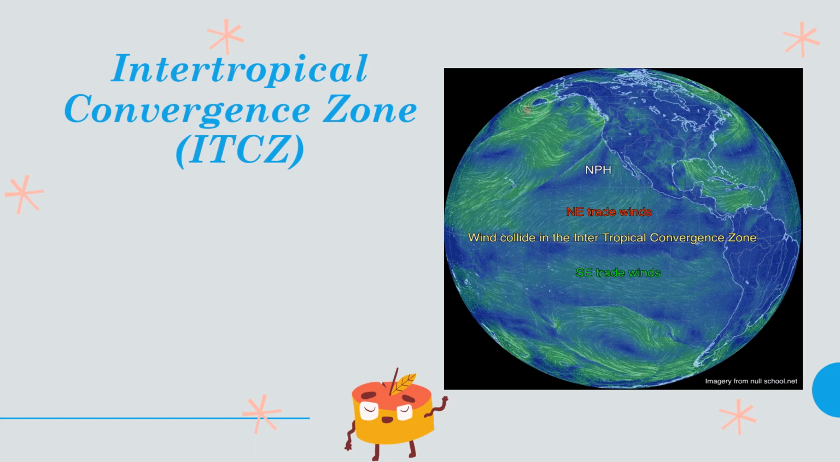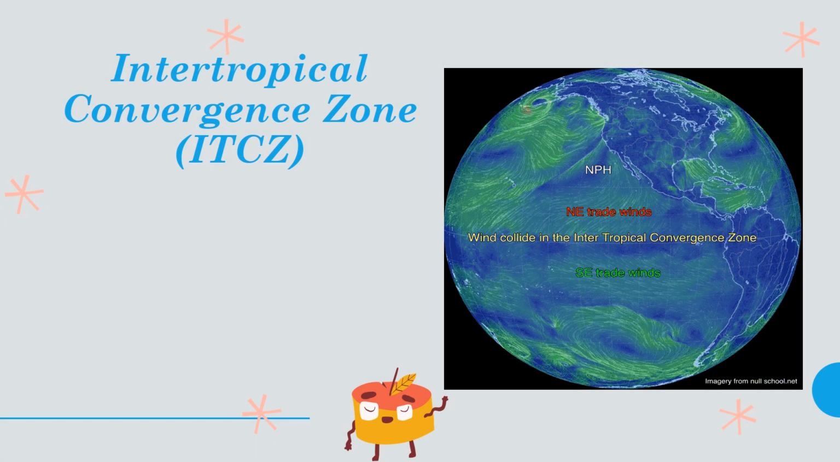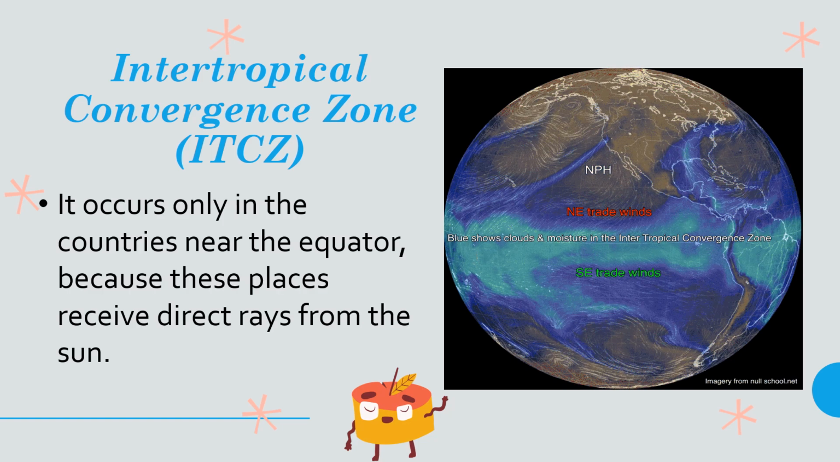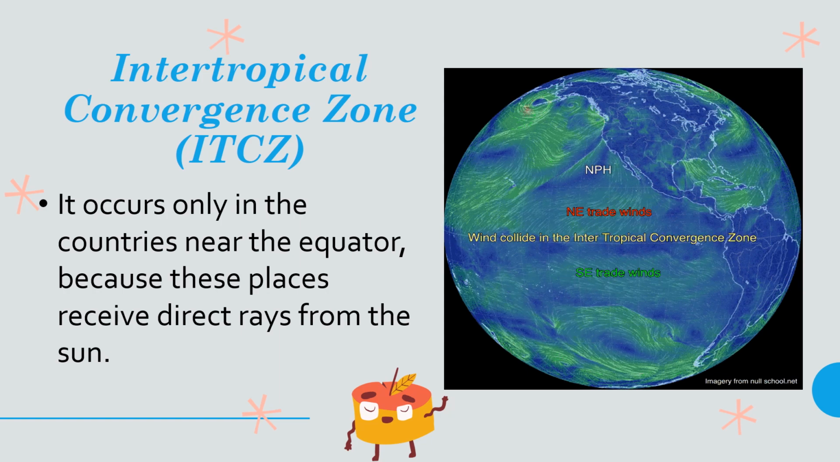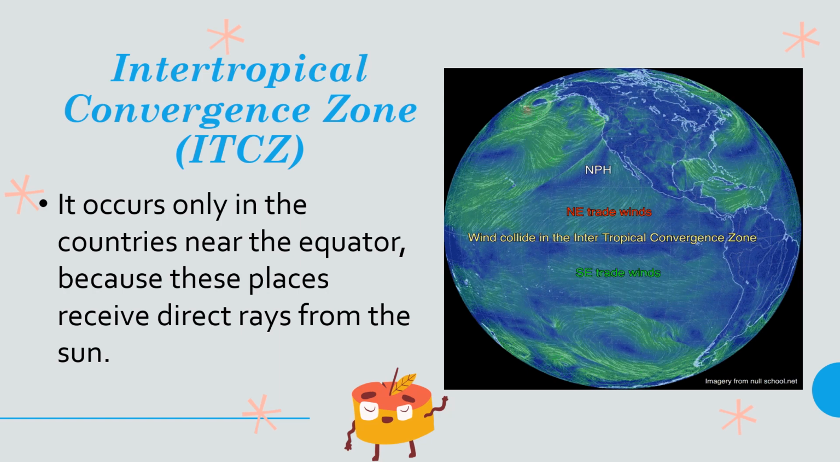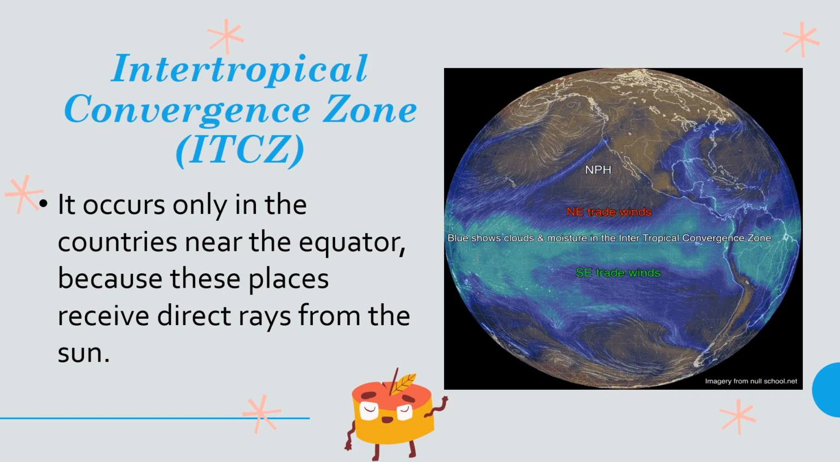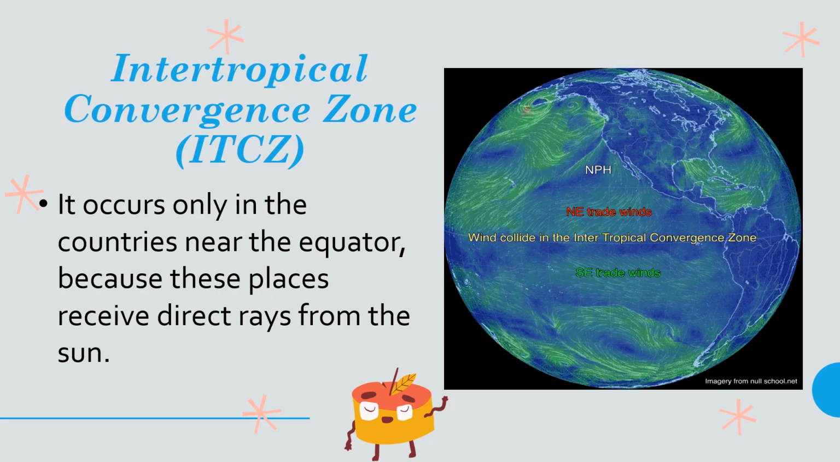The Intertropical Convergence Zone or ITCZ occurs only in the countries near the equator because these places receive direct rays from the sun. This is a natural phenomenon that starts during the summer months in the northern hemisphere when the Asian continent becomes warmer than the surrounding seas.